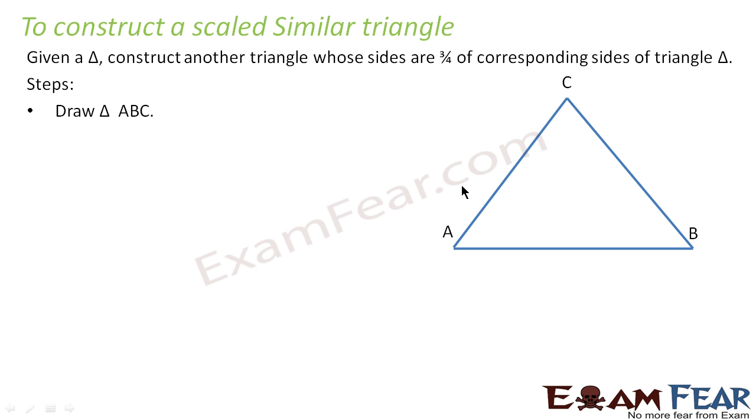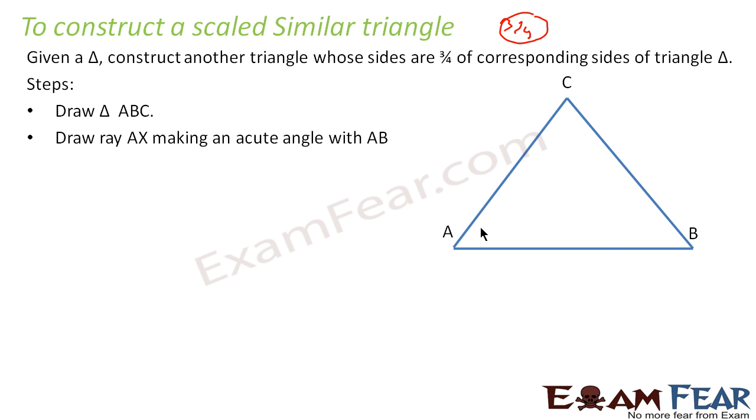Now we have to draw another triangle which is 3 by 4 of the triangle ABC. So please note here, since 3 by 4 is less than 1, the other triangle will be inside this triangle. Correct? Logically, since I am asked to create a triangle which is 3 by 4, which is nothing but 75% of the original triangle, the new triangle will be inside this triangle.